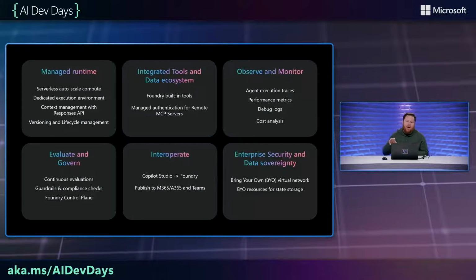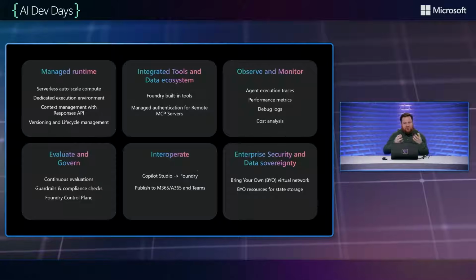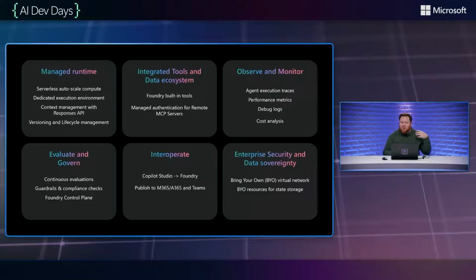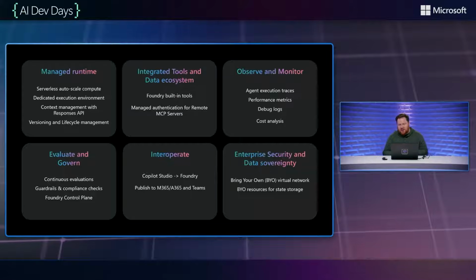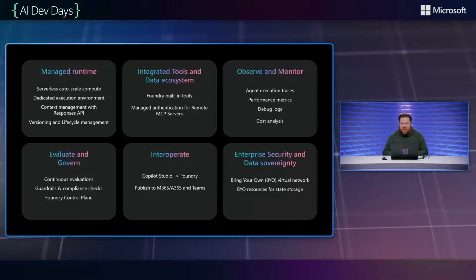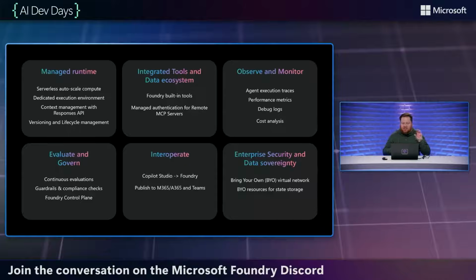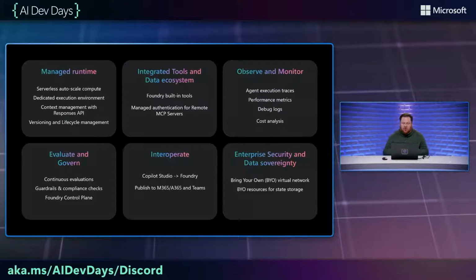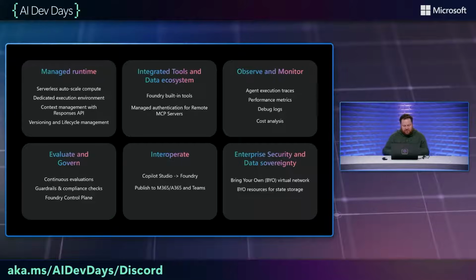You can also interoperate between your agents and Foundry once they're deployed into Foundry as code agents, between Foundry and Copilot Studio, or the Microsoft 365 or Agent 365 ecosystem. And of course, you get all the foundation of Foundry, like bring your own virtual networks and resources for state storage. You can use all those within hosted agents.